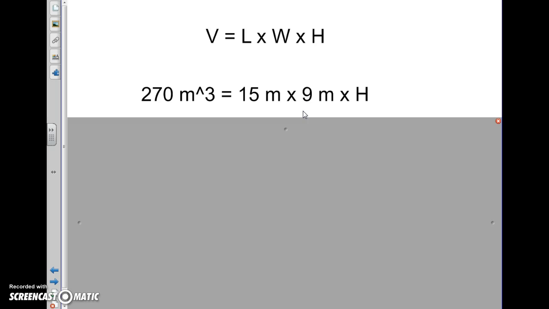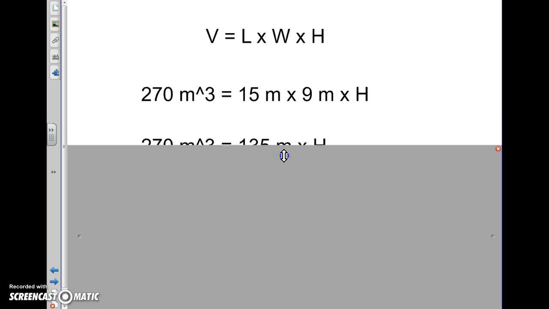Okay, I'm going to do mental math here. I'm going to break this 15 into 10 and a 5. 10 times 9 is 90. Half of that, right? 5 is half of 10. So half of that would be 45. The 90 and the 45 together is going to give me 135.